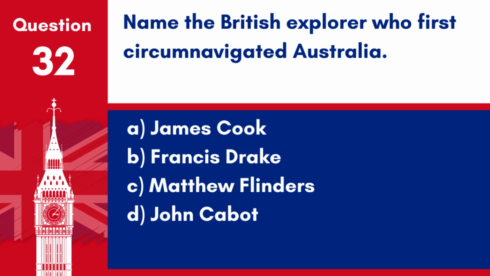Question 32. Name the British explorer who first circumnavigated Australia. A. James Cook. B. Francis Drake. C. Matthew Flinders. D. John Cabot. Answer: C. Matthew Flinders. Matthew Flinders was the first to circumnavigate Australia and identify it as a continent.